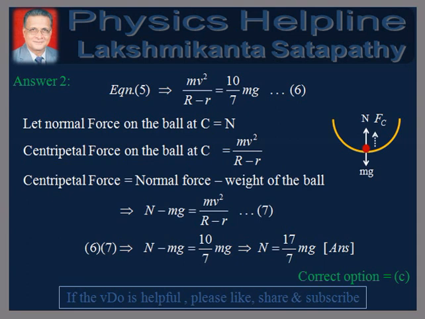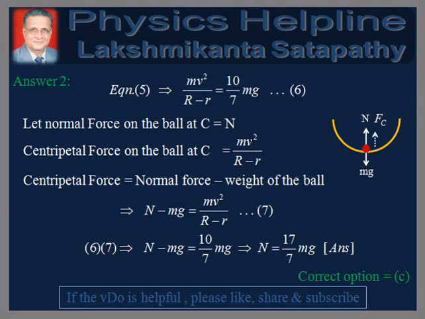Now, we will solve question 2. From equation 5, we have mv square by (R minus r) is equal to 10 by 7 mg. Let normal force on the ball at C is equal to N and centripetal force is equal to mv square by (R minus r). Now, centripetal force is equal to normal force minus weight of the ball, which implies N minus mg is equal to mv square by (R minus r).